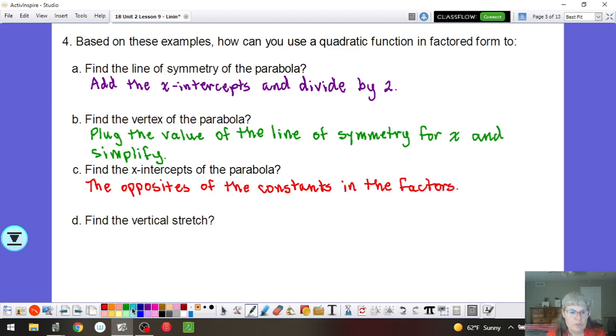And the vertical stretch, we saw that in example 2 where we had the 2. The vertical stretch is the a value at the front of the equation, or the front of the expression.